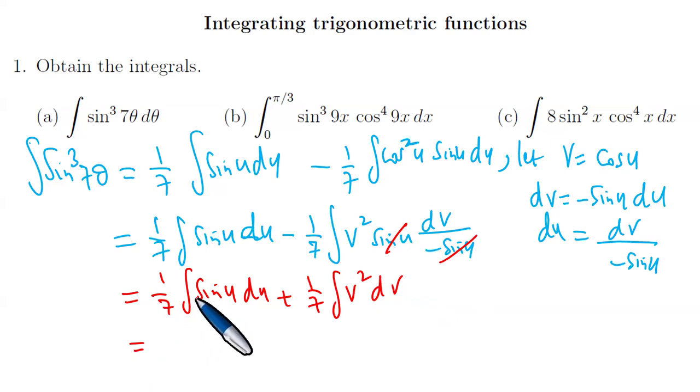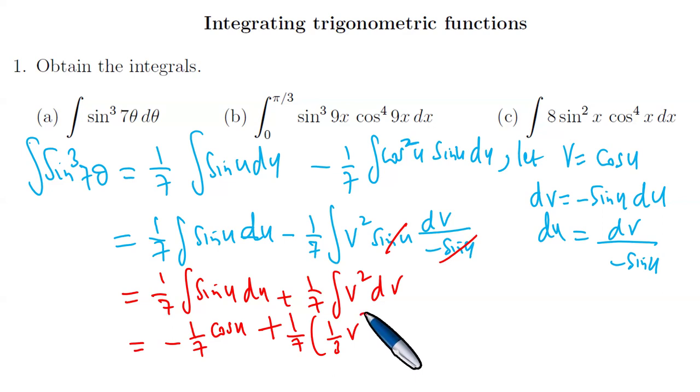Right, the integration would therefore become negative 1/7 cosine u. Now, exactly plus 1/7. What is the integral of v squared? It's 1/3 v cubed plus c. And this is actually minus 1/7 cosine u. What is u?